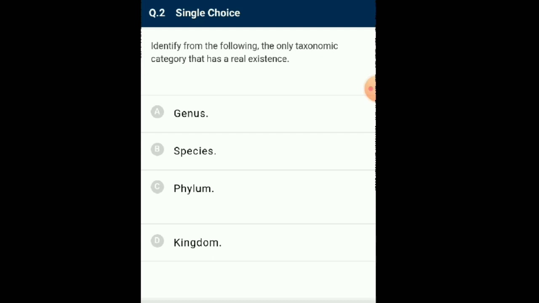It was introduced by Linnaeus in the year 1751, who initially proposed five categories such as class, order, genus, species, and variety. However, variety was obliterated and four new categories were introduced. Thus, the seven obligate categories in descending order are kingdom, phylum or division, class, order, family, genus, and species. So the answer for this question is option B, species.